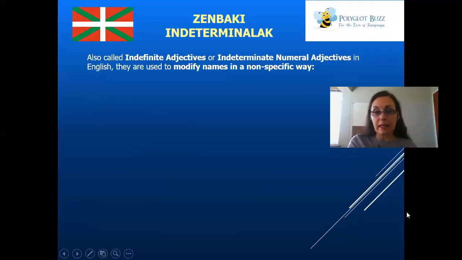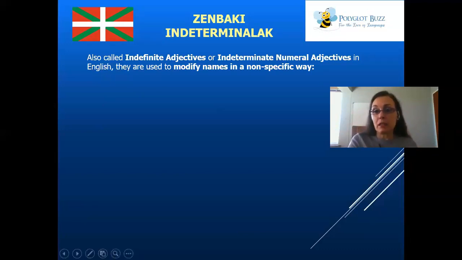Zenbaki indeterminalak, also called indefinite adjectives or indeterminate numeral adjectives in English. It's very long words just to say there is an adjective that is not determined. The opposite of what we just saw, determined adjectives, indeterminate adjectives. Once you group them, then they are easy to remember. They modify names in a non-specific way.